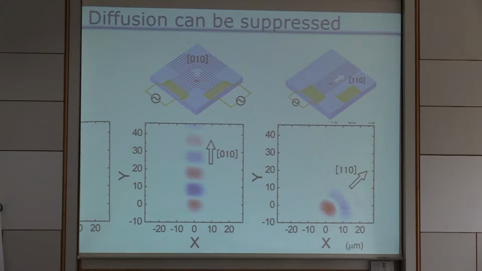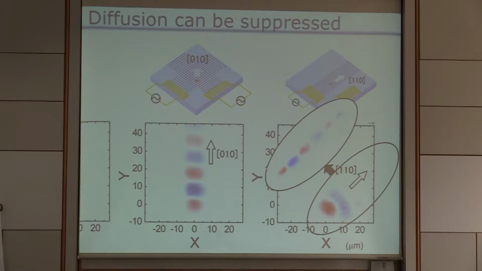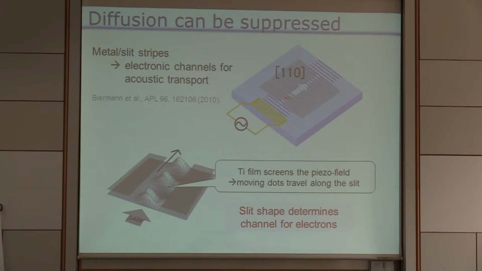Okay. So I put the same data I showed before, but if possible, we wanted to reduce the spin diffusion in this direction. This is possible by using this type of device. It's very simple. We put a metal film with slits. So these metal slit stripes induce the electrical channels for acoustic transport.